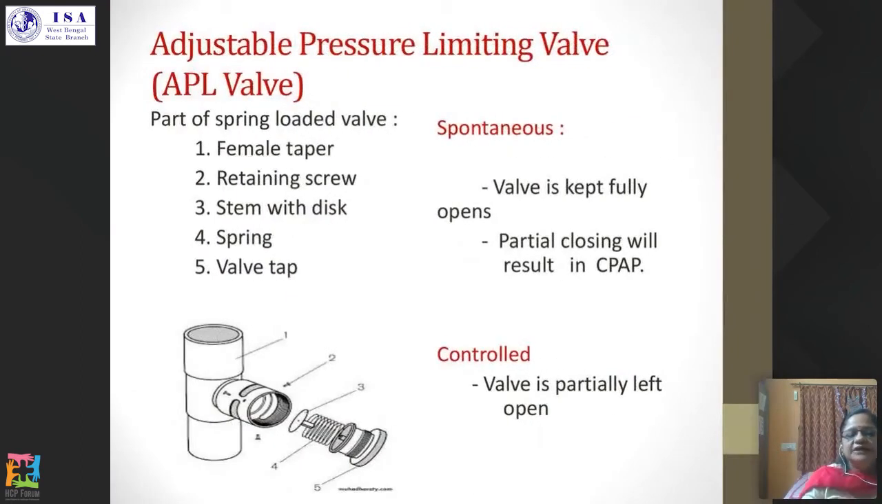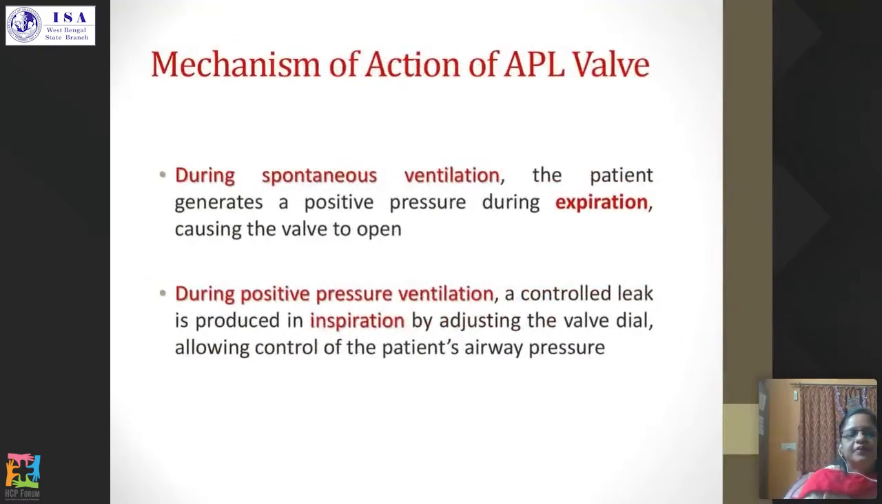Now, in spontaneous breathing, we should keep the valve fully open or partial. If we keep the valve partially closed, then it will give a CPAP effect. And in controlled ventilation, the valve is partially left open.